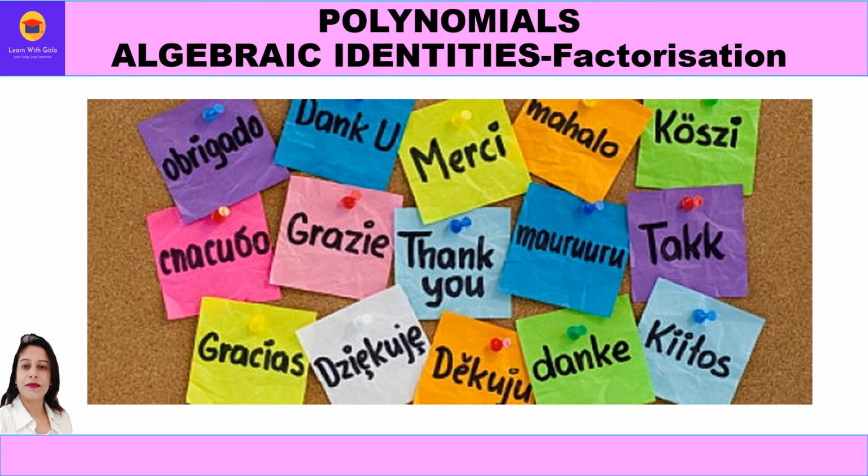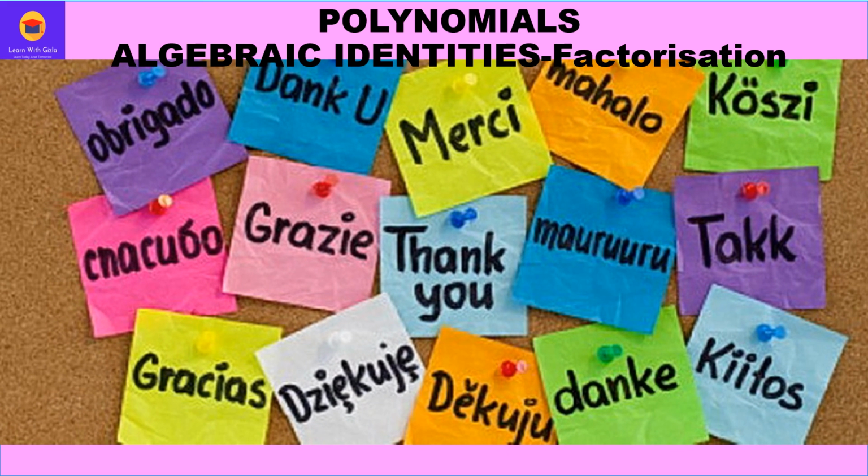So this is it, children. Hope you have understood how to use algebraic identities to factorize quadratic polynomials.